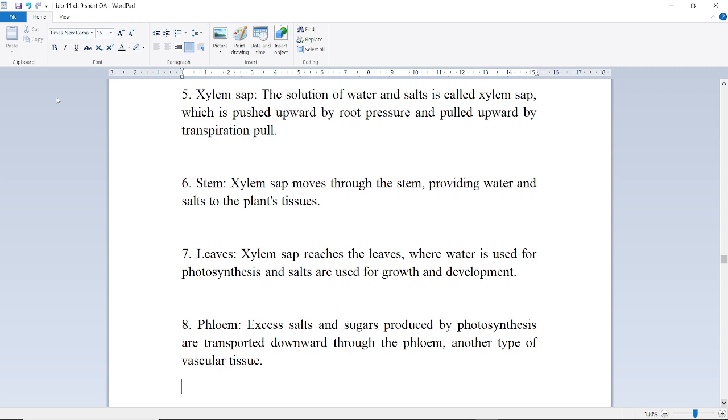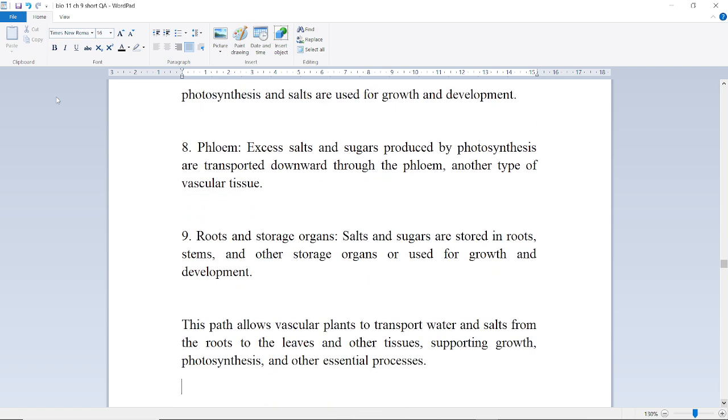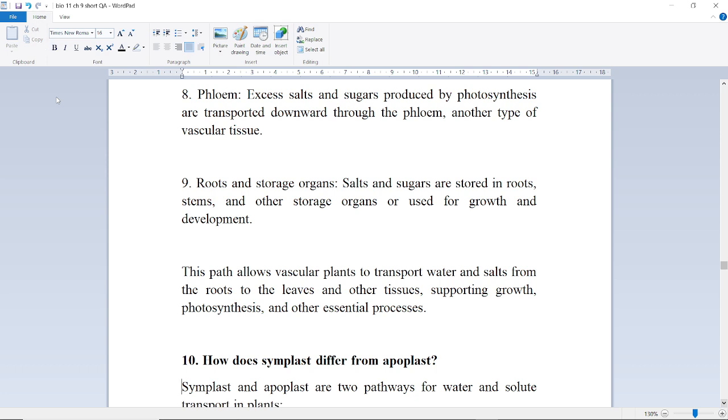Next is stem. Xylem sap moves through the stem, providing water and salt to the plant tissue. Leaves. Xylem sap reaches the leaf where water is used for photosynthesis and salts are used for growth and development. Phloem. Excess salts and sugar produced by photosynthesis are transported downward through phloem, another type of vascular tissue.